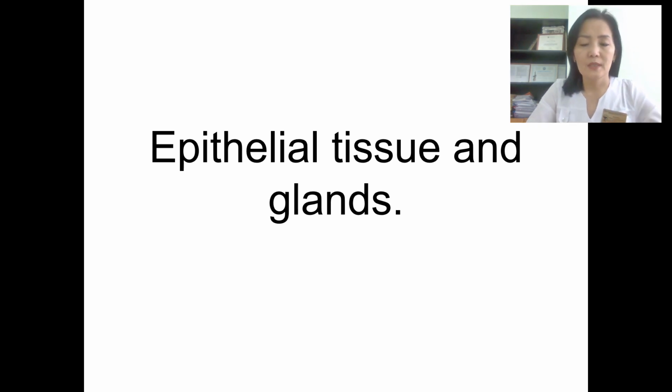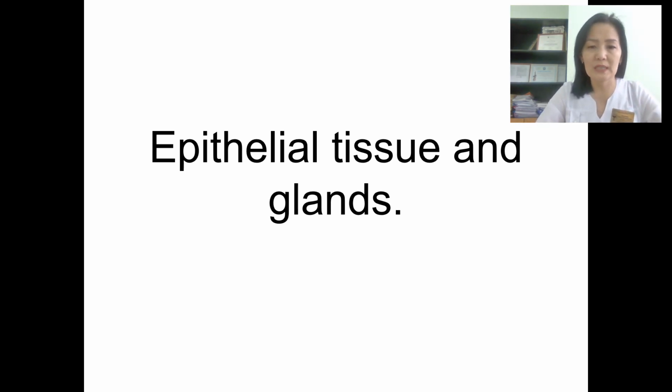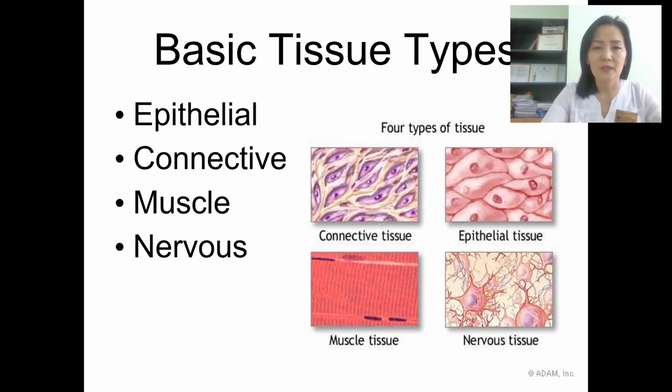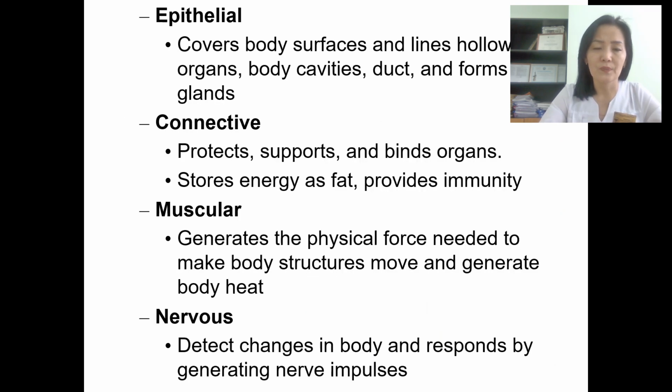Good day, students. Today we will talk about epithelial tissue and the glands. We can see epithelial tissue, or epithelium. In our body, we have four basic types of tissue: epithelium, connective tissue, muscle tissue, and nervous tissue. We can see here the function of epithelium, connective, muscular, and nervous tissue.